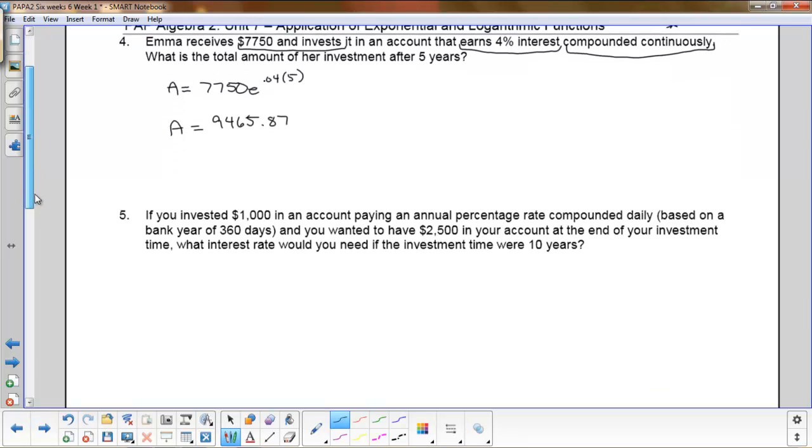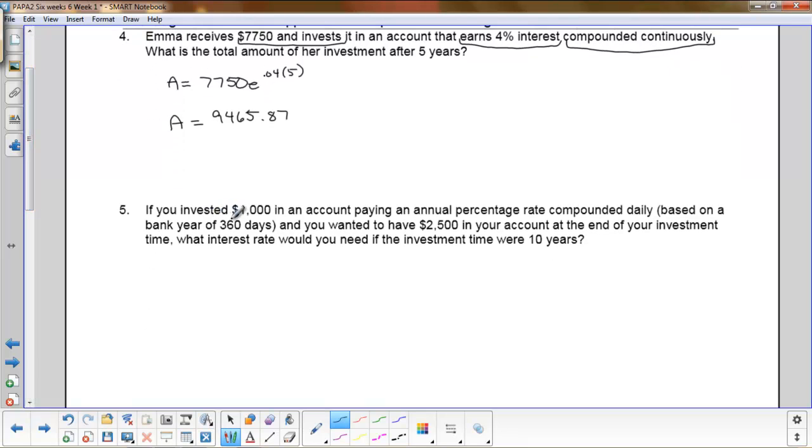Question number 5. We invested $1,000. There's our principal. It has an APR compounded daily based on a bank year of 360 days, not 365, and you want to have $2,500 in the account by the end of the investment. We need to now determine what interest rate we would need for 10 years. So this is for that time when you're offered a loan and you'd like to negotiate that, and you want to know what interest rate will either help you the most or hurt you the most. Okay, so here we go.